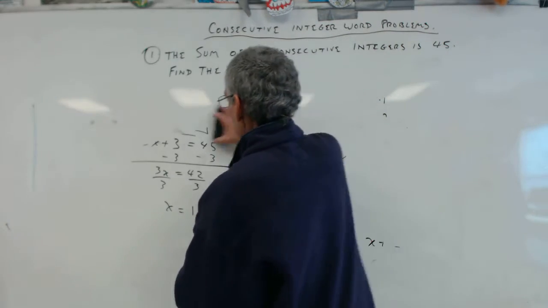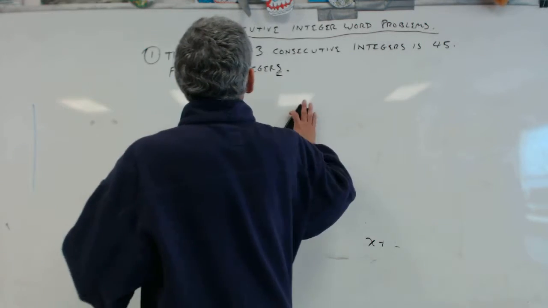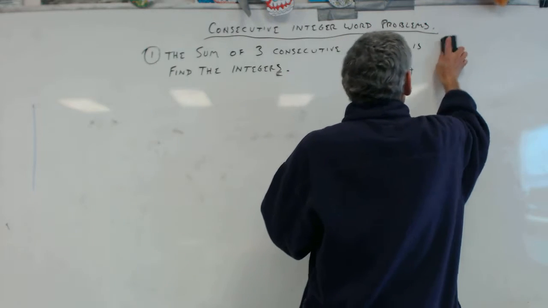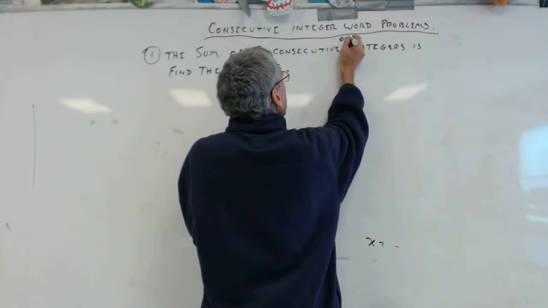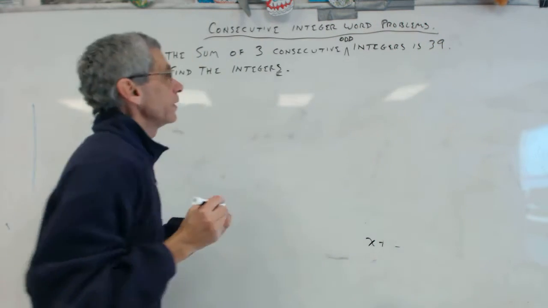So now, we're going to just quickly make a quick change. I've got literally 1 minute. Okay. 3 consecutive odd integers. Odd. Ooh, I see you, Gary. Trying to trick us. Sum is 39. You're tricking us now. Find the integers.